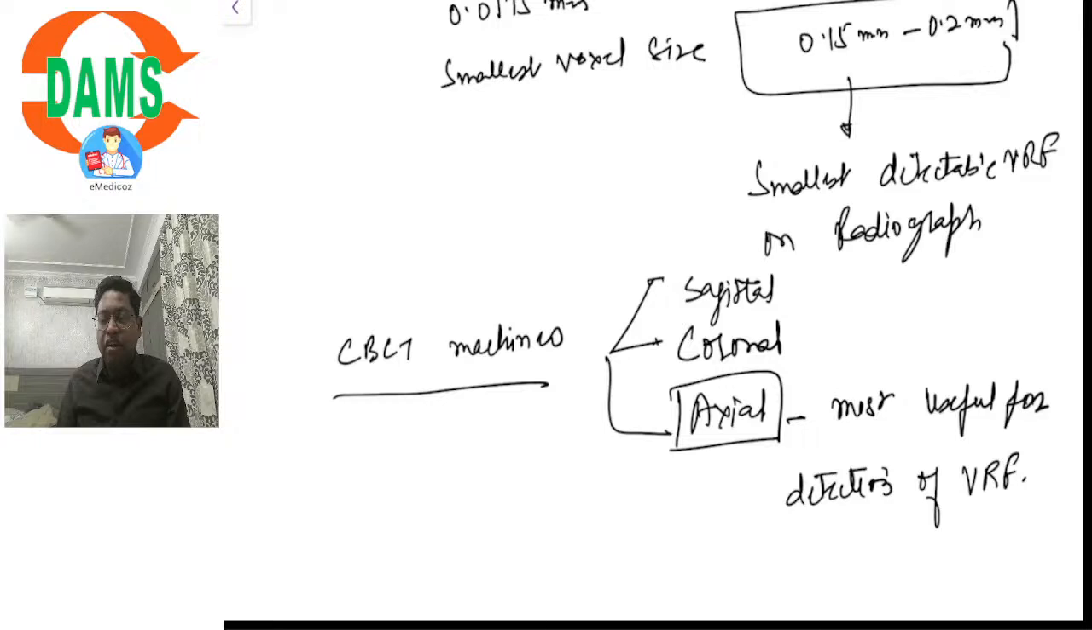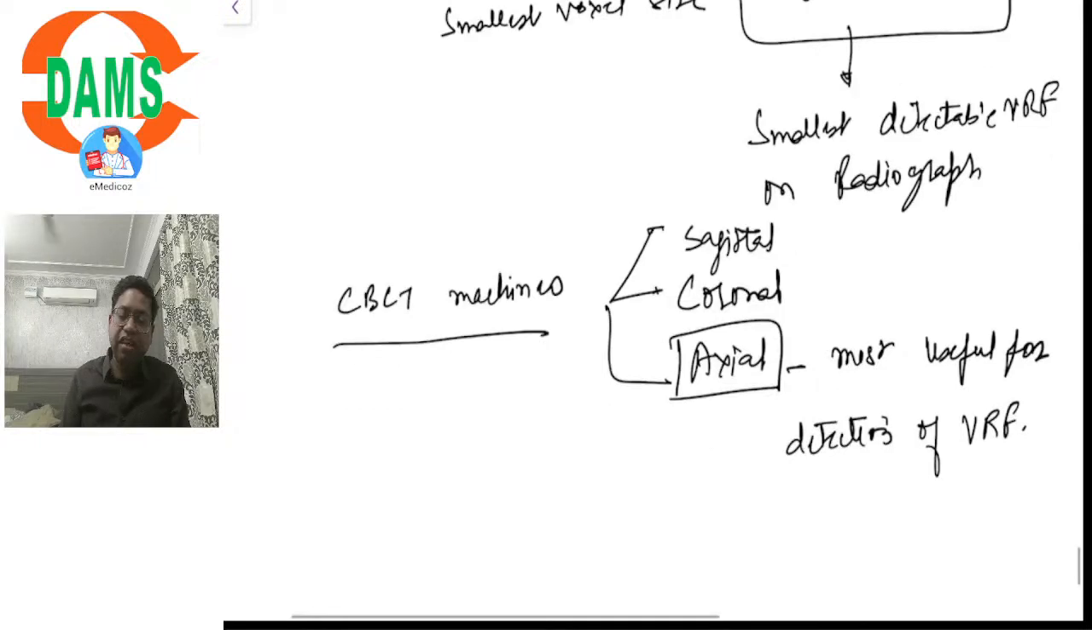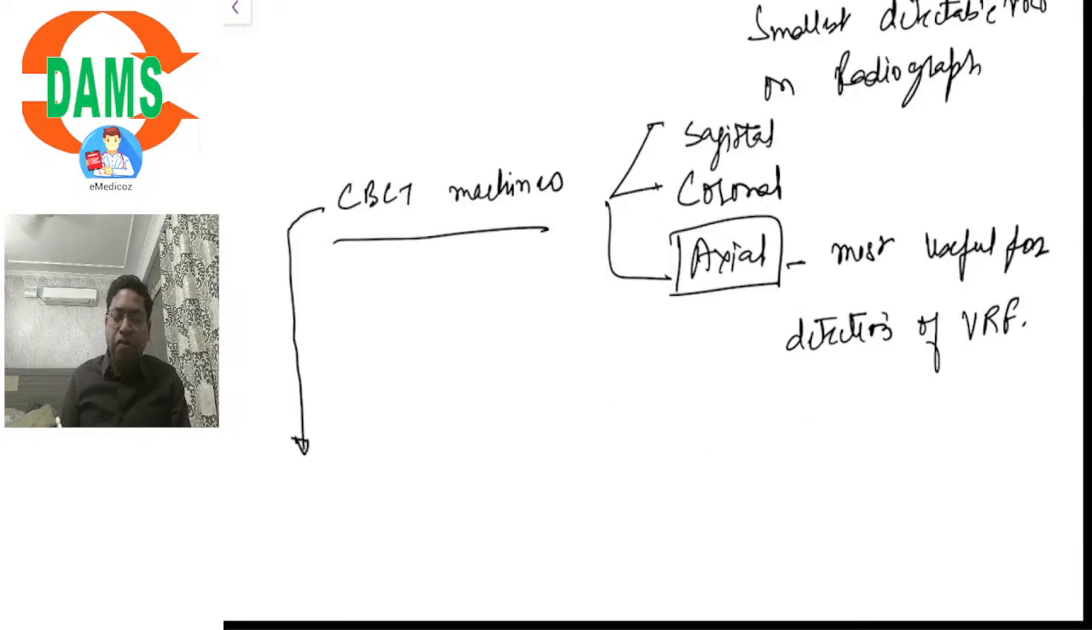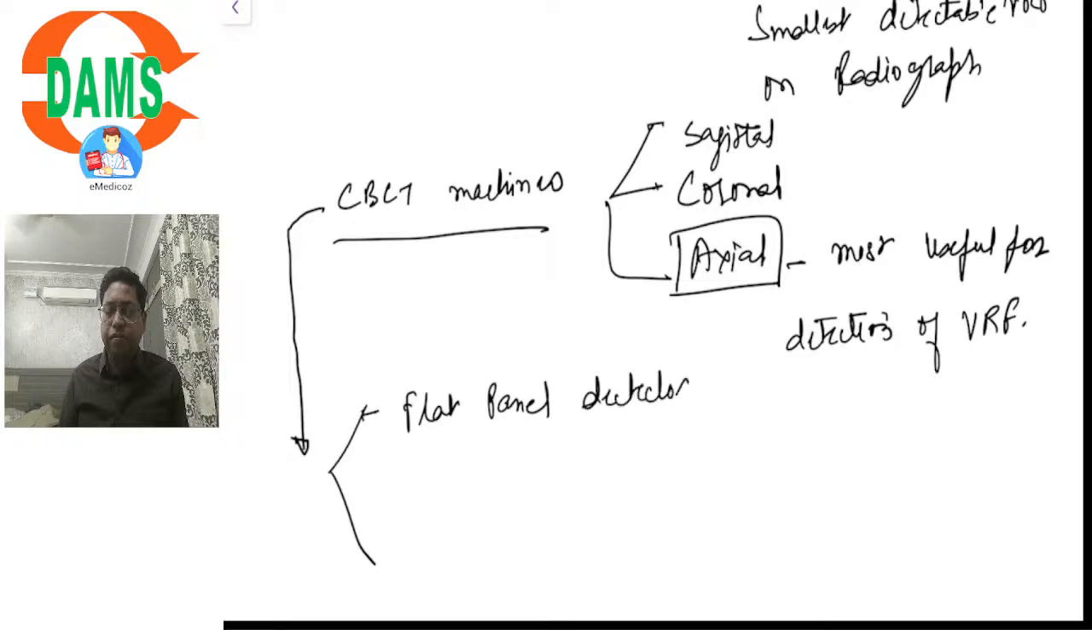Another important thing about CBCT machines is that, I do not know how much knowledge you have about the operating of CBCT machines, but you can remember that in the market currently there are two types of CBCT machines available: those that work with flat panel detectors, or machines which work with image intensifier systems.